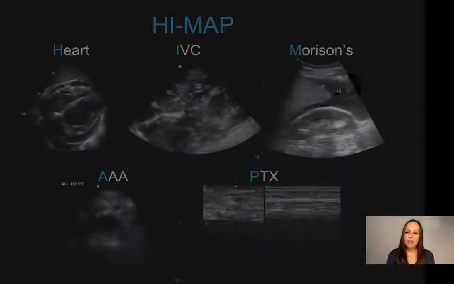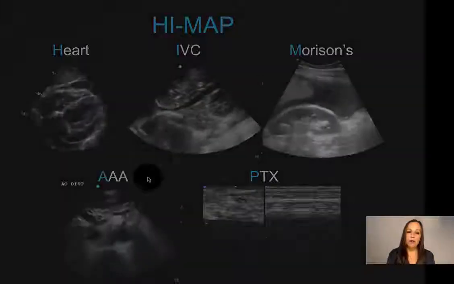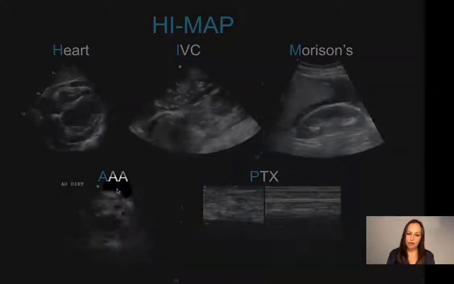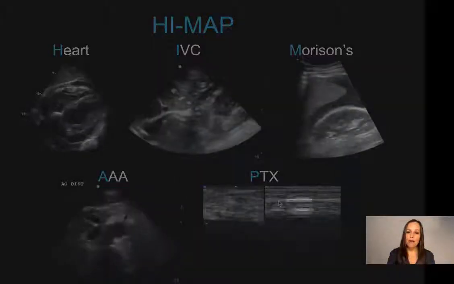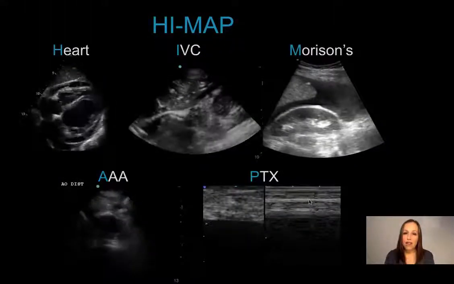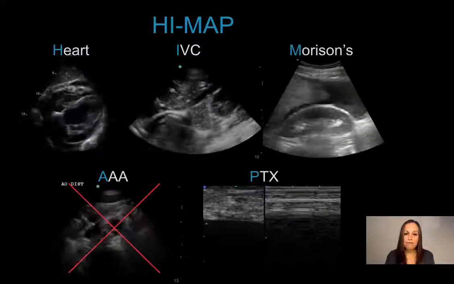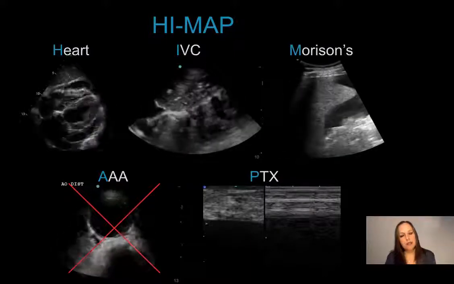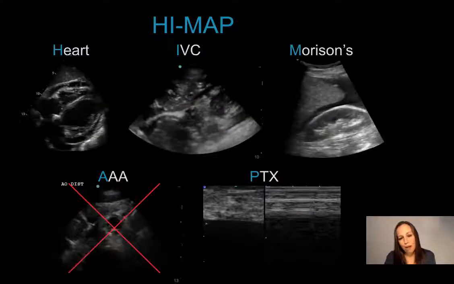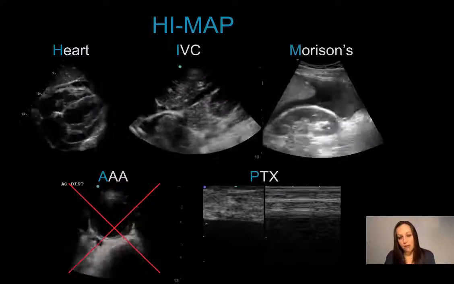Morrison's, or the FAST views, you can look for fluid in the abdomen. And AAA, which was part of the traditional RUSH protocol. And finally, pneumothorax. So this is M mode of the lung, looking at the stratosphere sign, which is consistent with a pneumothorax. As I mentioned, in pediatric patients, we don't need to use this part, but it is easier to remember HIMAP as the mnemonic that they originally developed for the adult RUSH protocol.